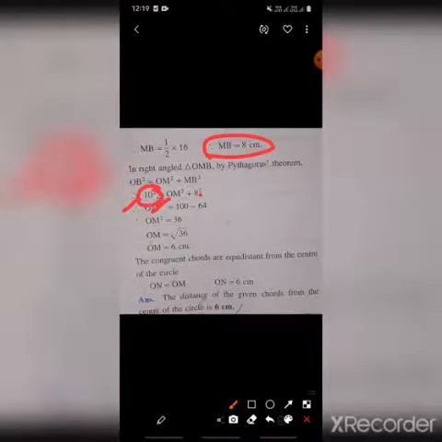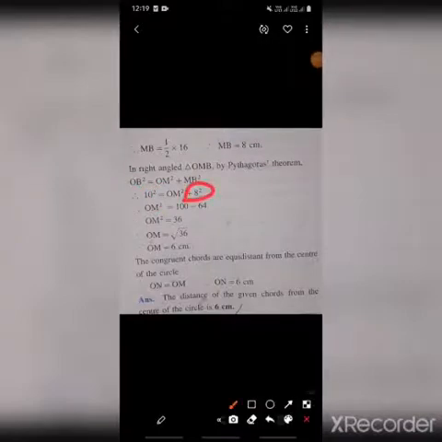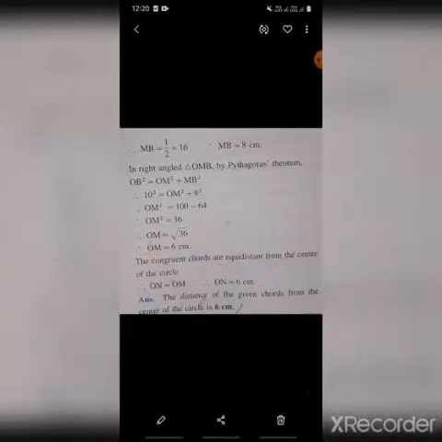Then square of 10 is 100 and square of 8 is 64. Okay. When we change the side of 8 square, that is 64, it will change to a minus sign. Okay. So 100 minus 64, that is 36. When we put this 36 in root, so 6 sixes are 36. So answer will be 6. OM is 6 centimeter.